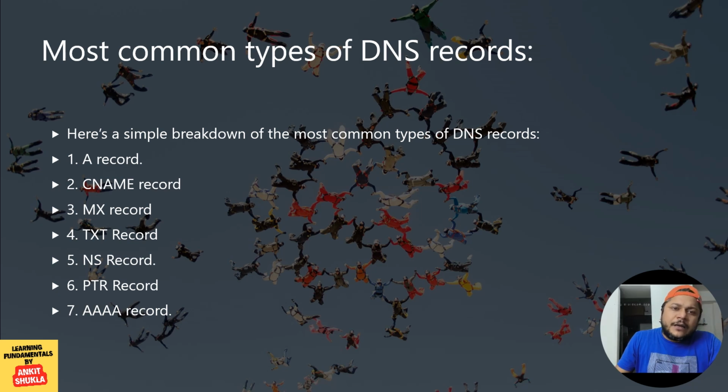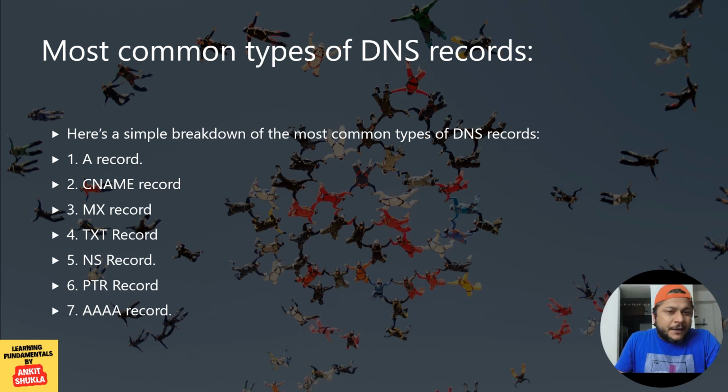Next on the list we have the CNAME record. CNAME records are canonical name records or alias records. It points one domain name to another domain name. For instance, if you have a domain like www.example.com and you want it to point to example.com, you would use a CNAME record.